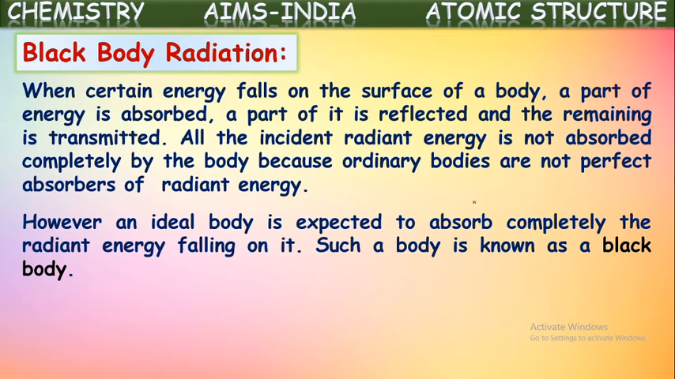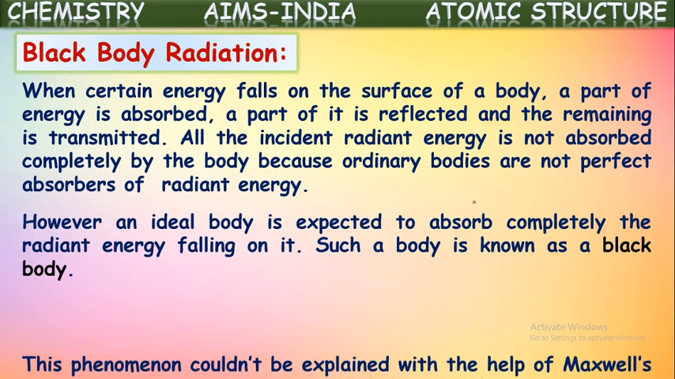Okay, certain bodies, or some hypothetical bodies, can absorb completely the radiant energy falling onto them. Whatever energy falls on it, if it is completely absorbed by that body, then that kind of ideal body is said to be a black body. But in practice, no body can absorb completely the radiant energy falling on it. Okay, it is just a hypothetical concept.